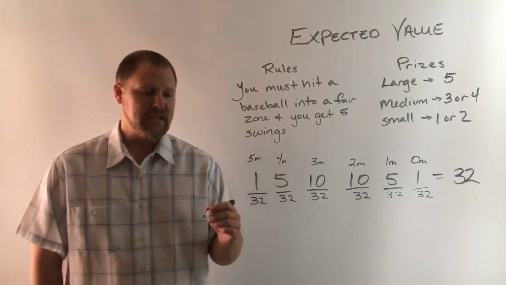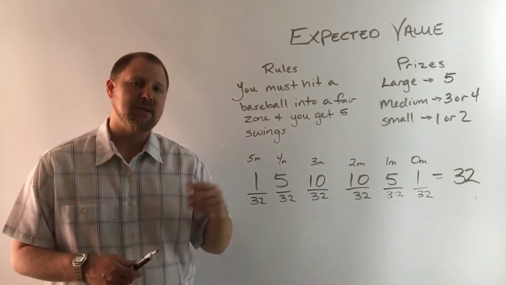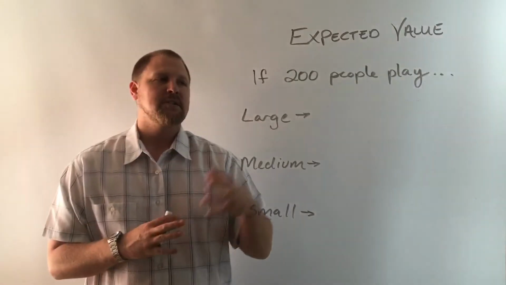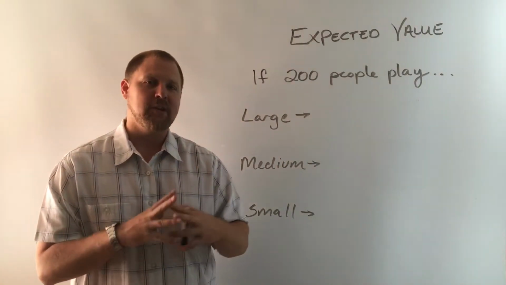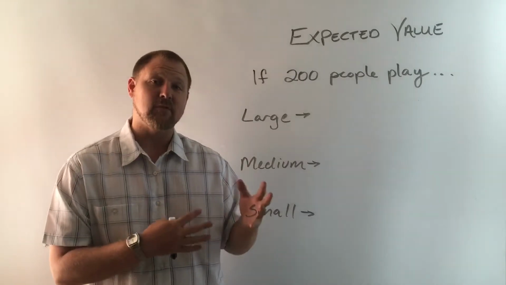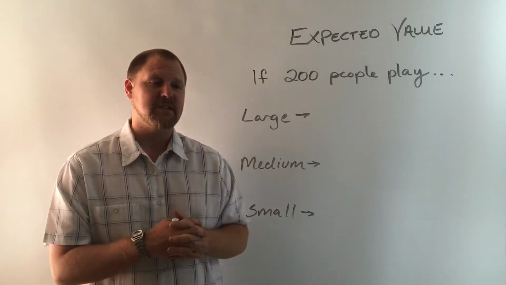Now, what we need to figure out is how many large prizes, how many small prizes, how many medium prizes am I going to give out? All right, so here, if 200 people play the game, we can calculate the expected value of how many large, medium, and small prizes we're going to give away. And of course, again, this is all theoretical because we don't have any actual statistics.